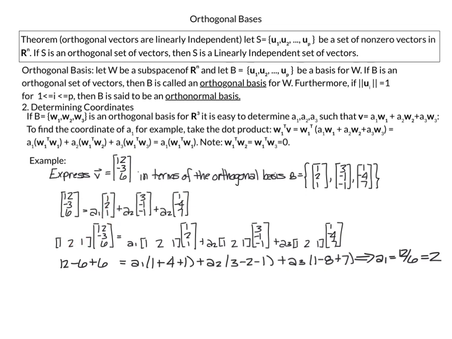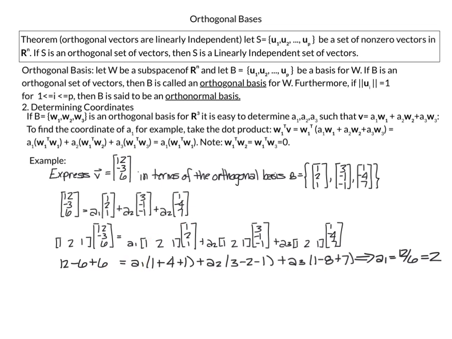So here I have (1, 2, 1) transpose times (12, -3, 6) equals a1 times (1, 2, 1) transpose times (1, 2, 1), a2 times (1, 2, 1) transpose times (3, -1, -1), and then a3 times (1, 2, 1) transpose times (4, -1, 7). I'll just do the calculation. So 1 times 12, and then 2 times minus 3 is minus 6, and then 1 times 6, equals a1.